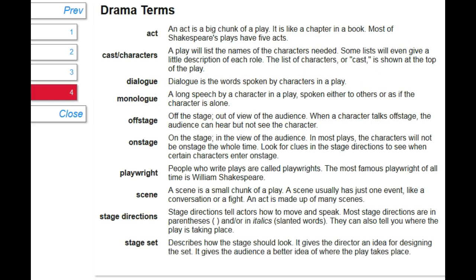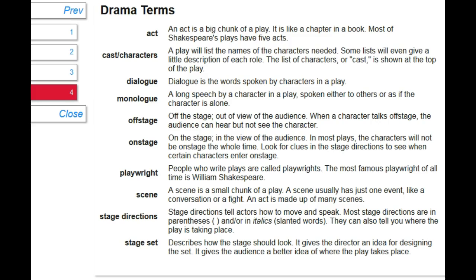Dialogue is the words spoken by characters in a play. A monologue is a long speech by a character in a play, spoken either to others or as if the character is alone. Off the stage means out of view of the audience. When a character talks off stage, the audience can hear but not see the character.